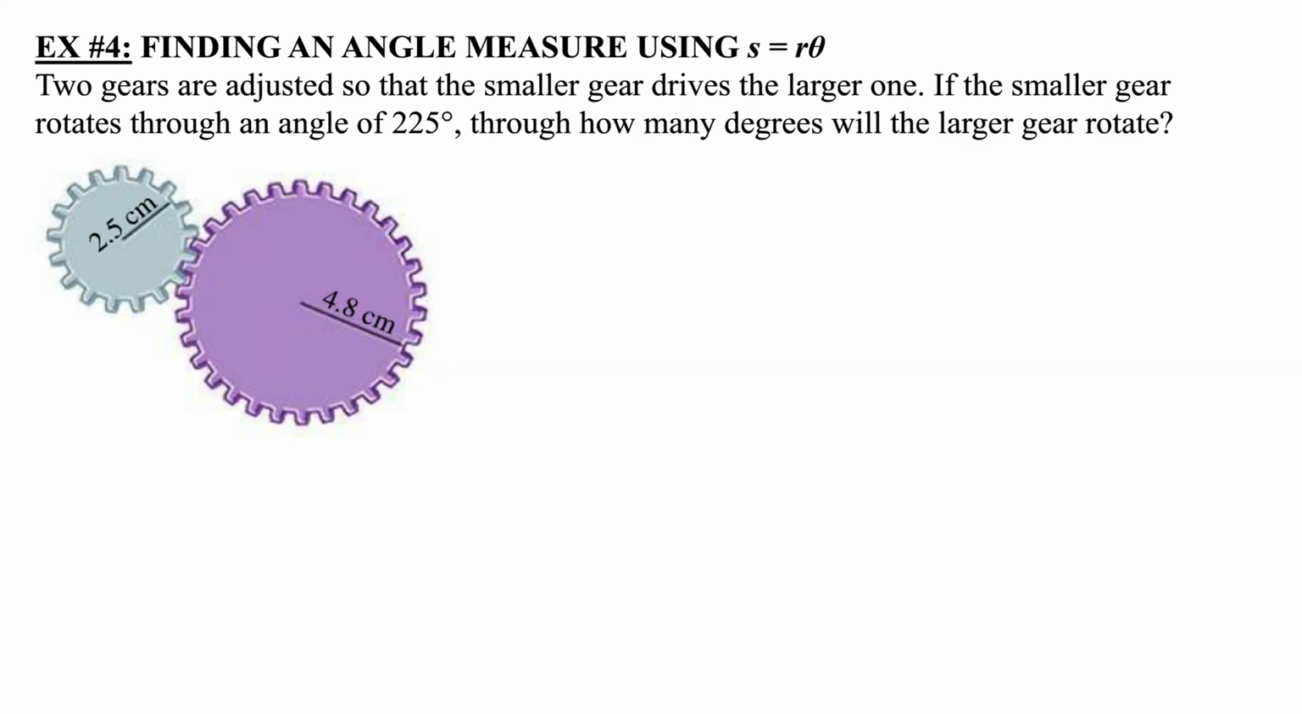Example 4, finding an angle measure using, again, our arc length. Now what's very interesting here is you have a small gear that's driving a bigger gear. So if the small gear has a radius of 2.5 centimeters and goes through an angle of 225 degrees, through how many degrees will the larger gear rotate? Now, the nice thing here is you do not have to convert these into radians because the question asks in how many degrees will the larger gear rotate. You don't need to convert to radians.